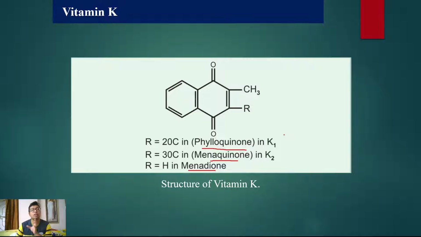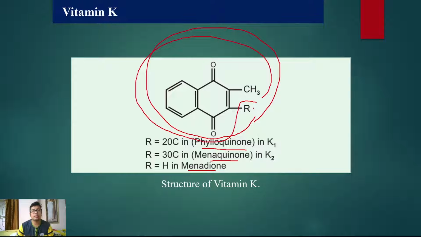Now, you don't need to remember, but just for the concept, this is the overall structure. This is a quinone ring, double keto group along with benzene. Now, this basic skeleton is same for all, only this R group varies. How this varies? If this R is a 20 carbon chain, it's vitamin K1 or phylloquinone. If it's 30, it's vitamin K2 or menaquinone. Or if simply an H group, a hydrogen atom, it is menadione. So, menadione is the simplest form of vitamin K.